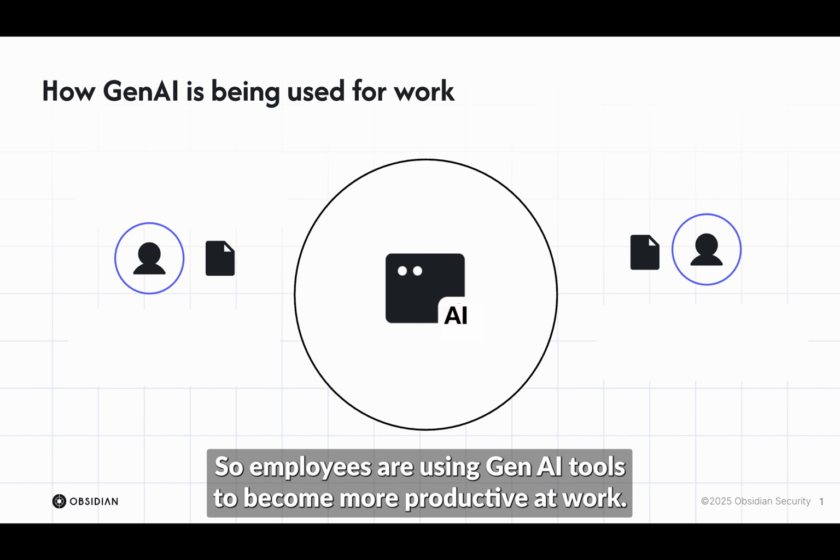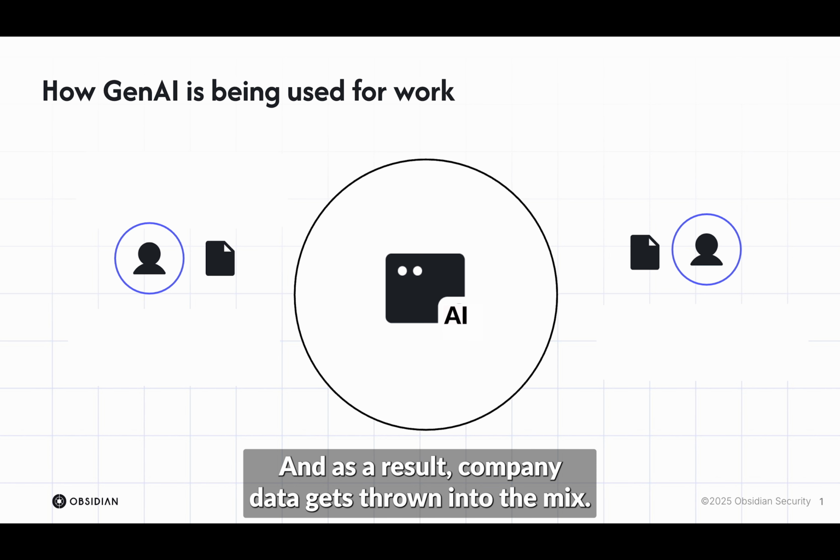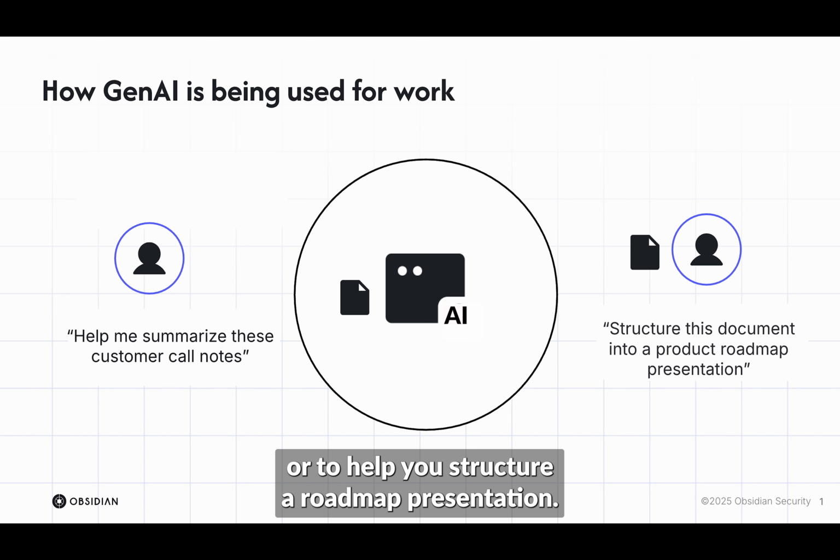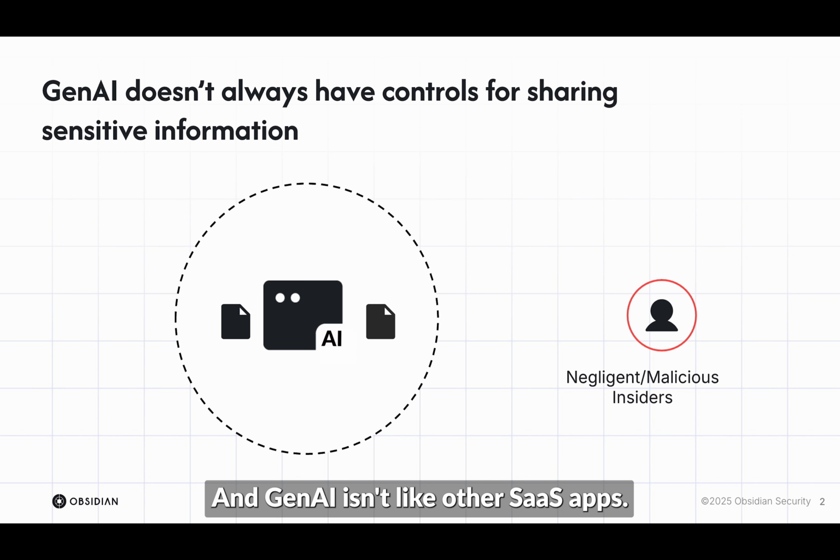So employees are using GenAI tools to become more productive at work, and as a result, company data gets thrown into the mix. For example, you might ask a chatbot for a summary of a customer call, or to help you structure a roadmap presentation. And GenAI isn't like other SaaS apps.